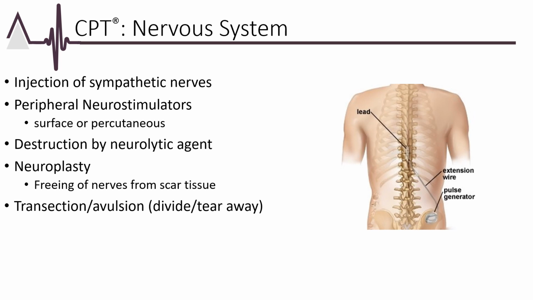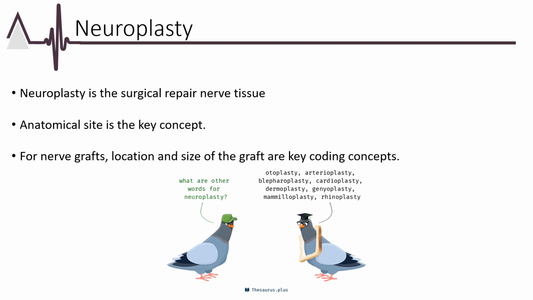Neuroplasty is the surgical decompression or freeing of intact nerve from scar tissue. A familiar procedure in this section is carpal tunnel release for patients suffering from carpal tunnel syndrome. For neuroplasty, the key coding concept is anatomical site. Neuroplasty is the surgical decompression or freeing of intact nerve from scar tissue.